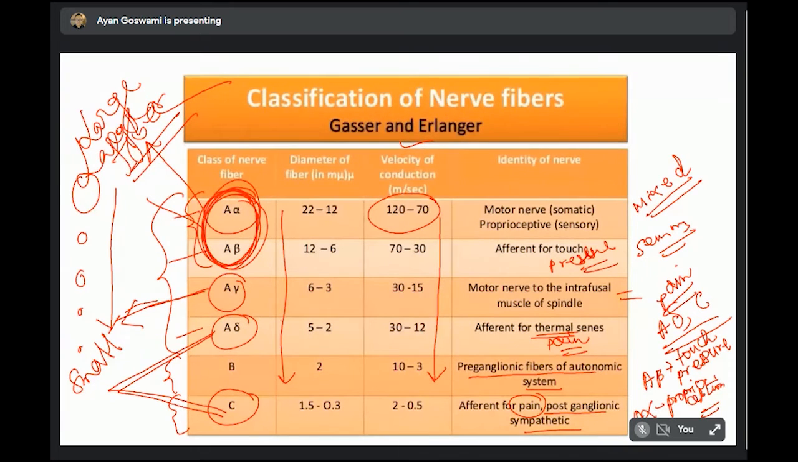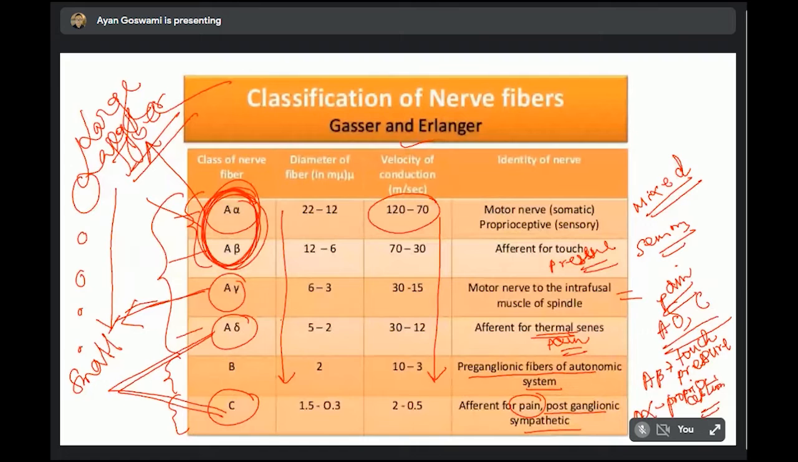Again, I'm coming back to this classification because there is a purpose. So you see A alpha and A beta, right? These two fibers are mostly myelinated, and the maximum damage to A alpha and A beta fibers will be due to demyelination. And when these nerve fibers will be damaged, so what will happen?